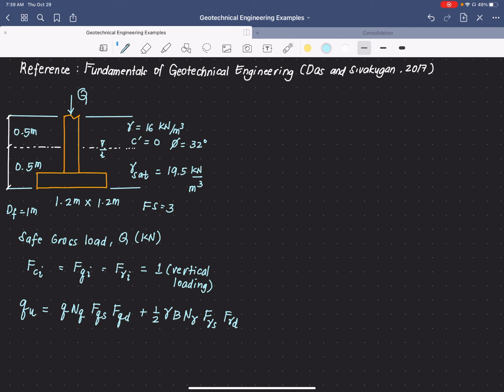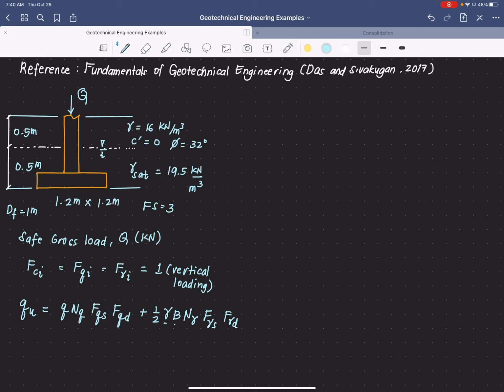Most of the parameters are given. So q will be calculated first. N sub q and N sub gamma can be obtained since we are given the angle of friction, and the rest of the parameters, for the factors rather, shape and depth, can be calculated based on some formulas. B is given, and the unit weight, this gamma, will be based on the location of our water table.